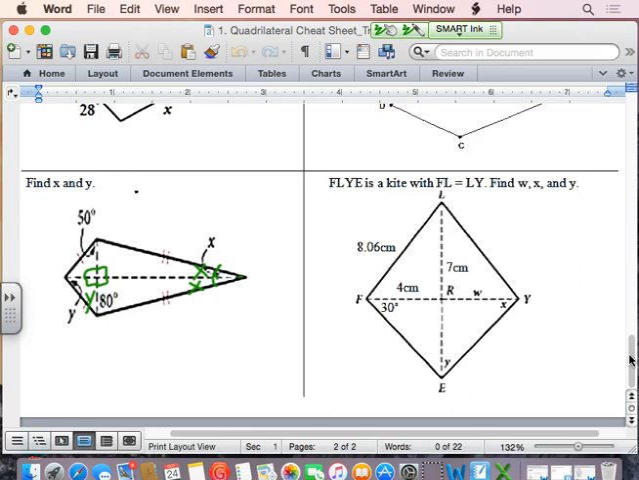So looking at this triangle, I have two angles, 80 and 90, and I want to know what's the third angle. Well, I know 3 angles of a triangle must add up to be 180 degrees. So I'm just going to take 180 and subtract 80 and subtract 90. When I take those away from 180, I get 10 degrees. So x equals 10 degrees.